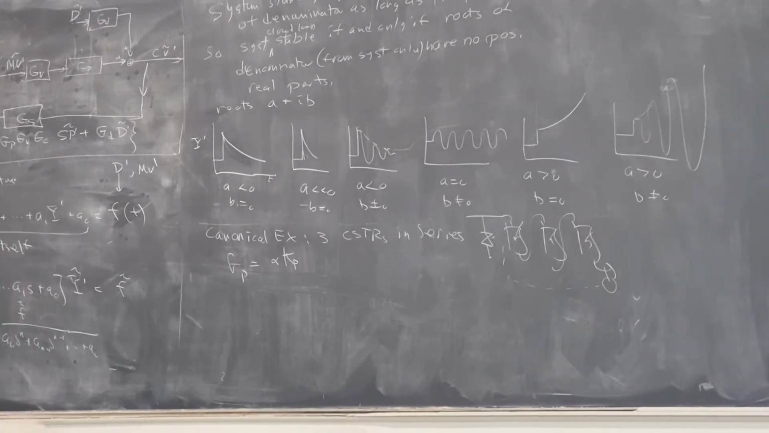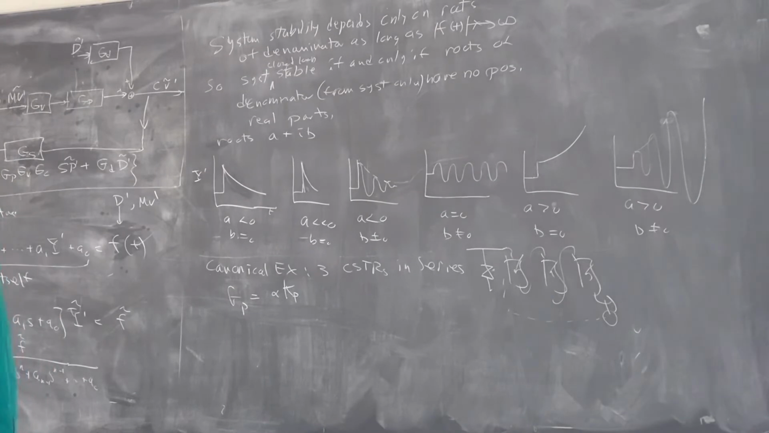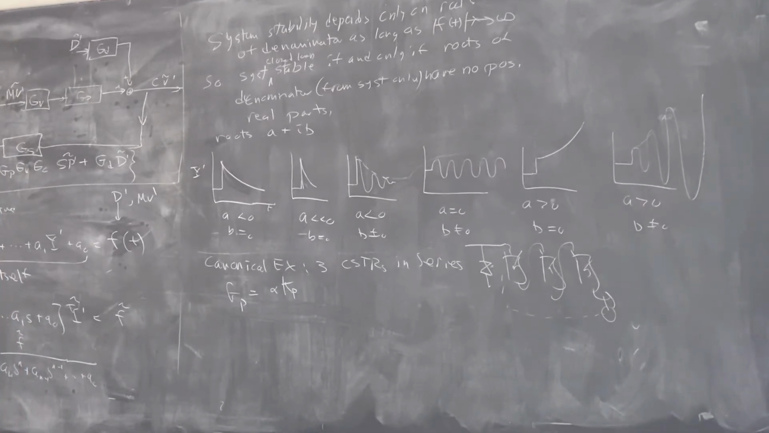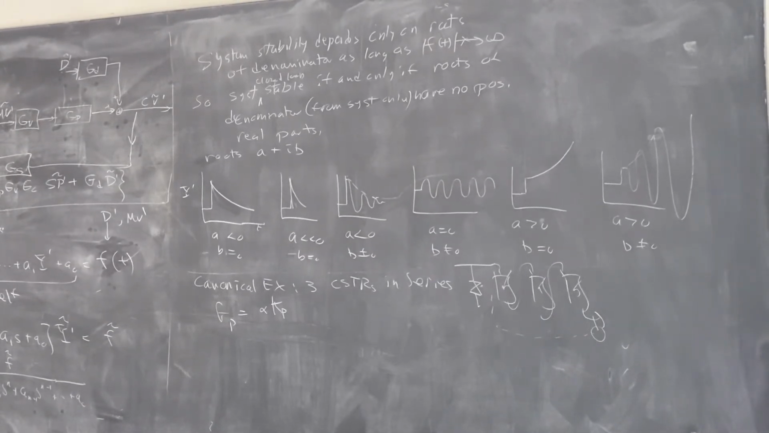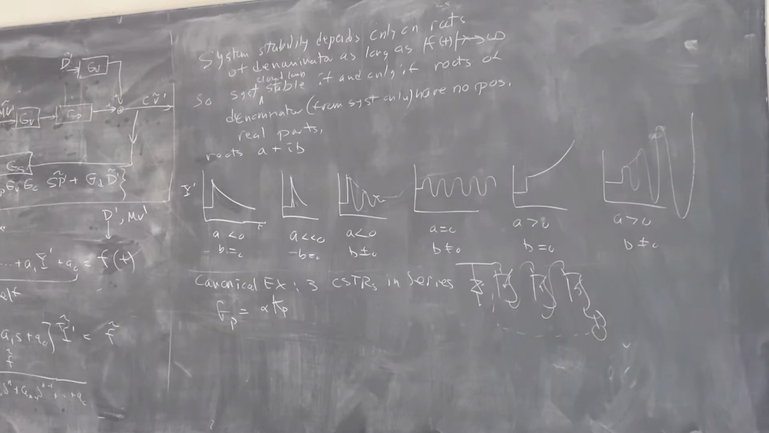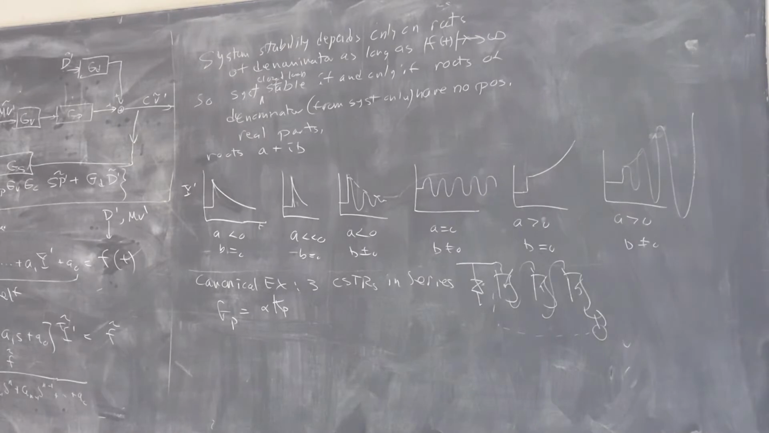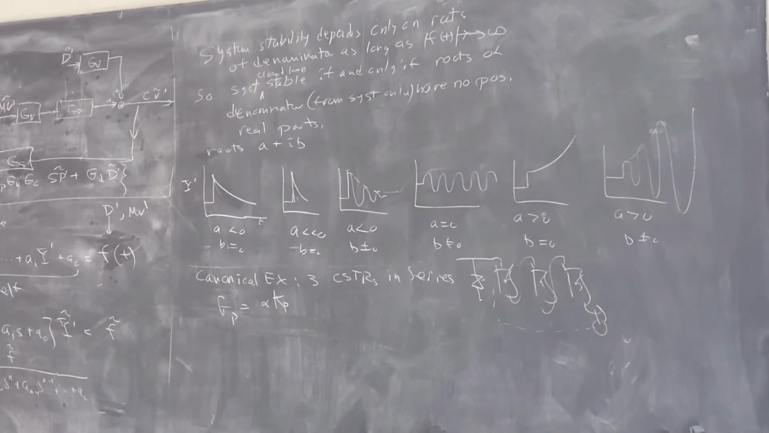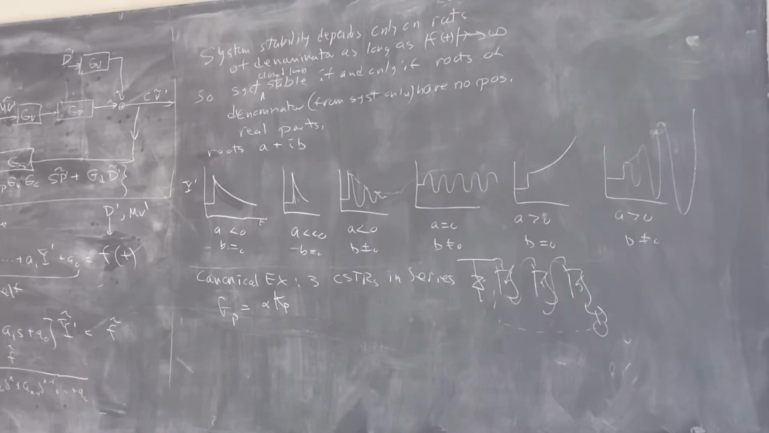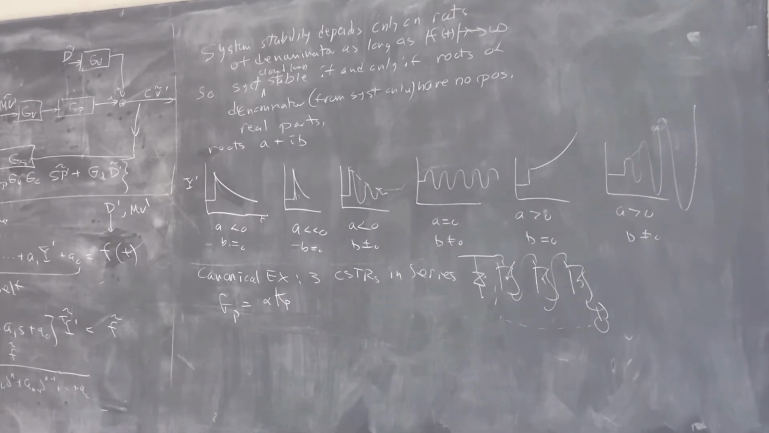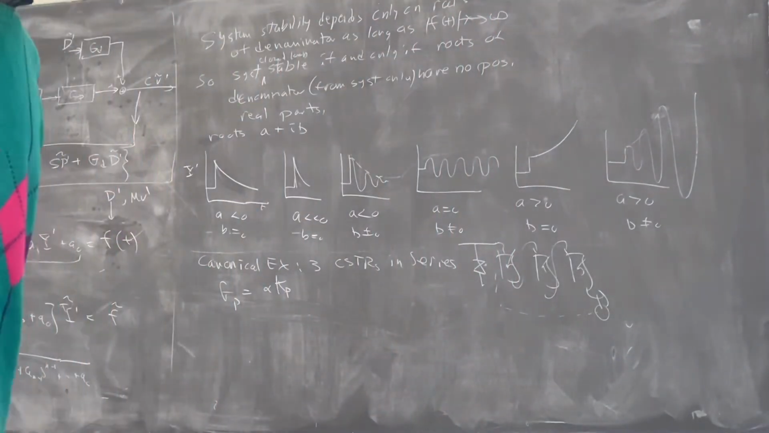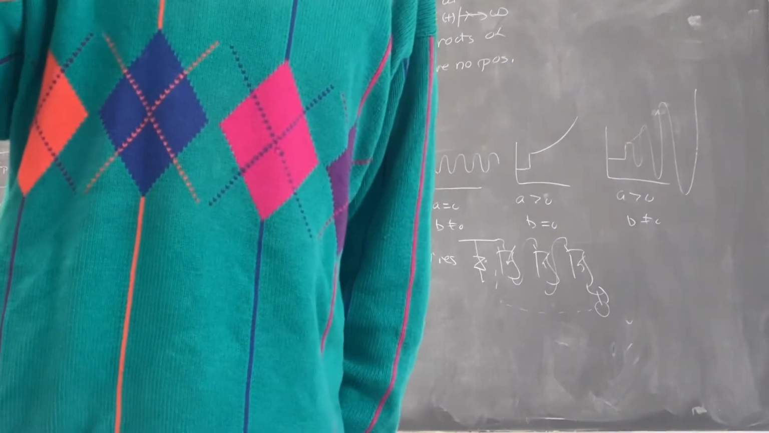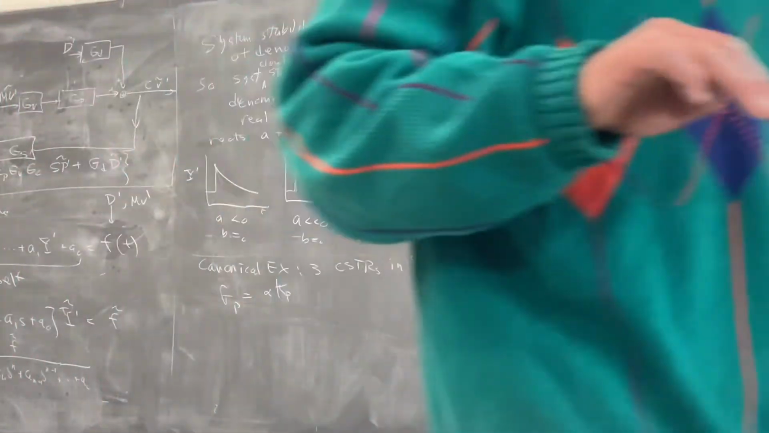We've only done this example 300 times in class. What is GP? I can't hear you. What is GP for 3 CSTRs in series? One plus S tau, everything to the power 3.